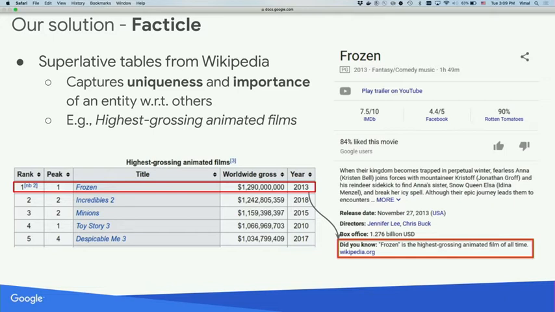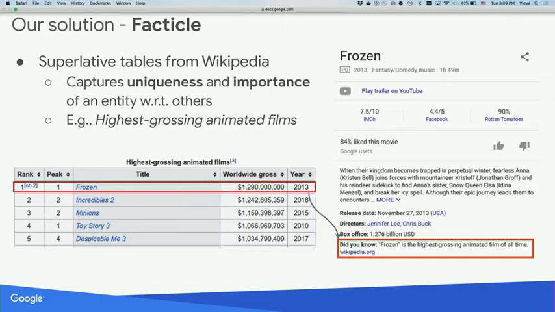So one of the things we look at: even though the problem is specified as looking for interesting things about the entities, it turns out there are a lot of interesting tables on the web that are talking about those entities. So if you pivot from entity-centric to table-centric, you can actually generate a lot of very interesting things about entities from those places.